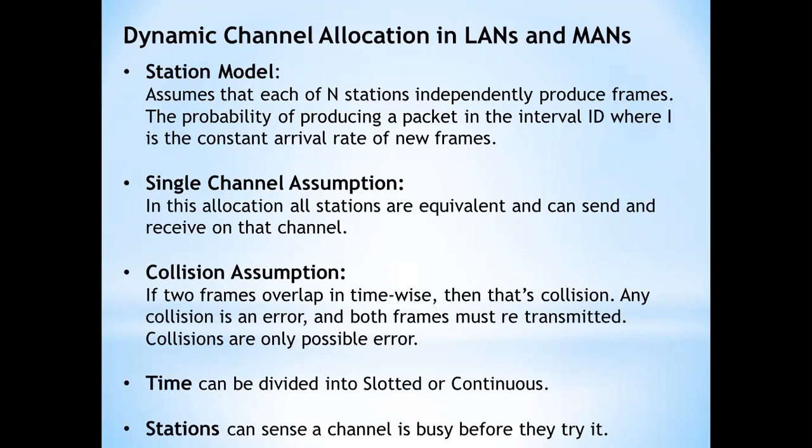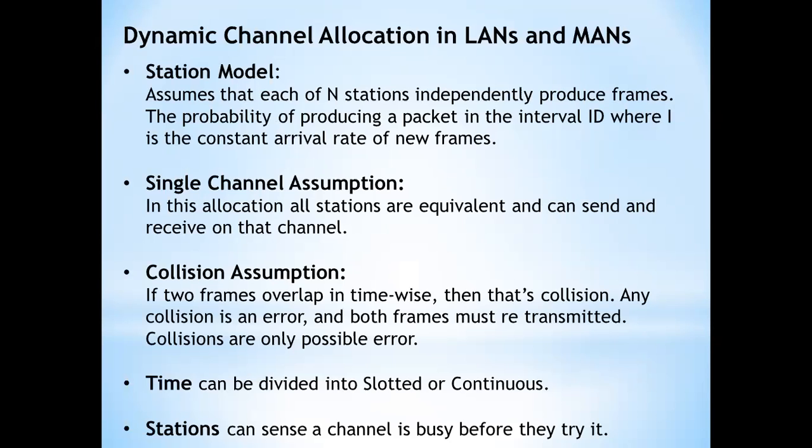The station model assumes that each of the n stations independently produces frames. The probability of producing a packet in the interval Δt is λΔt, where λ is the constant arrival rate for new frames. Second is the single channel. A single channel is available for all communication. In this allocation, all stations are equivalent and can send and receive on that particular single channel. That is the single channel assumption.